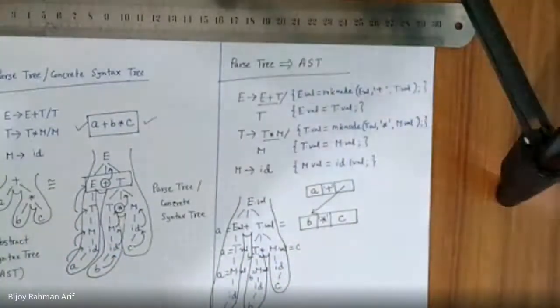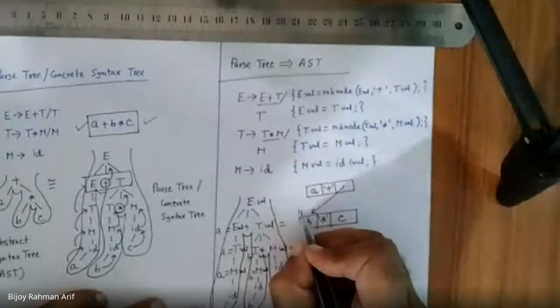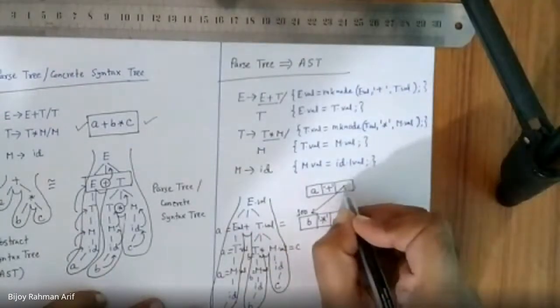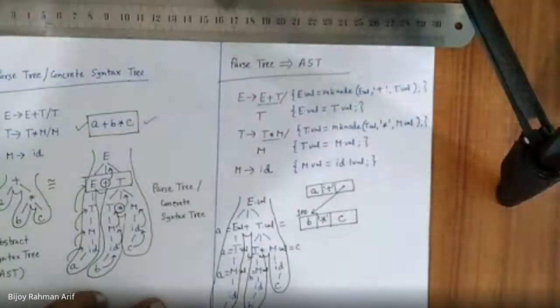Did you get it? Yes, sir. So you can also consider that when make node is created, some sort of address is generated. So here they are pointing this one to this address. Okay, so this is the case.